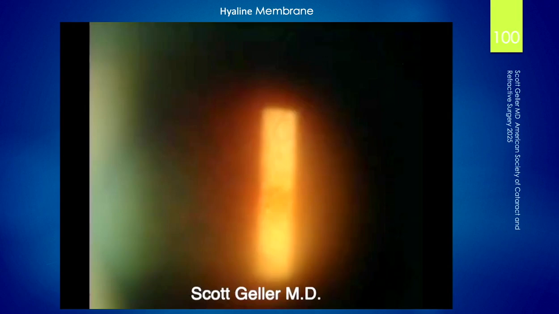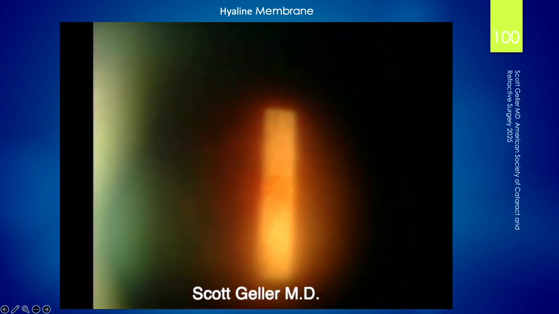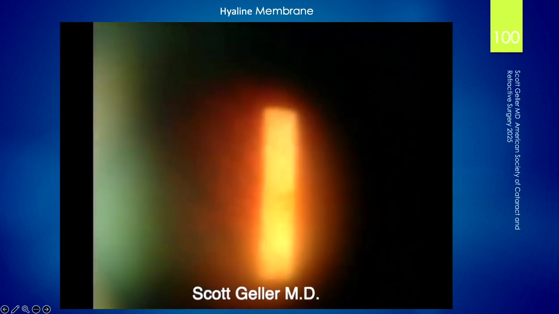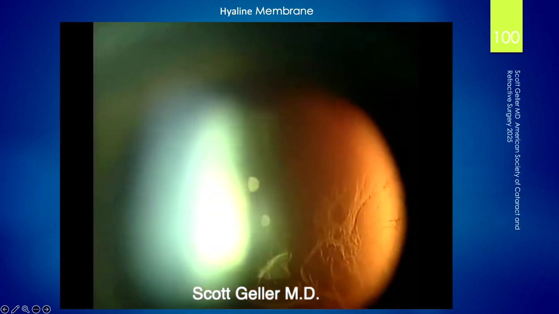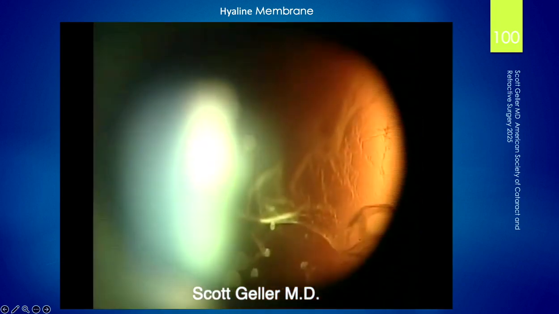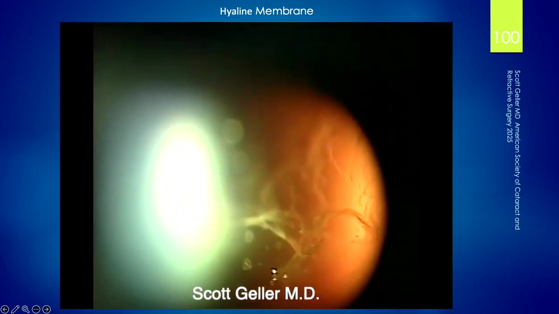Let's go to this one here. What do we got here? A hyaline membrane. This is interesting. This patient has a partial macular opacity, if I'm not mistaken. Macular cyst there. That's why I'm focusing on that. Tell the patient, listen, you've got this issue with the retina. But this is an interesting thing.